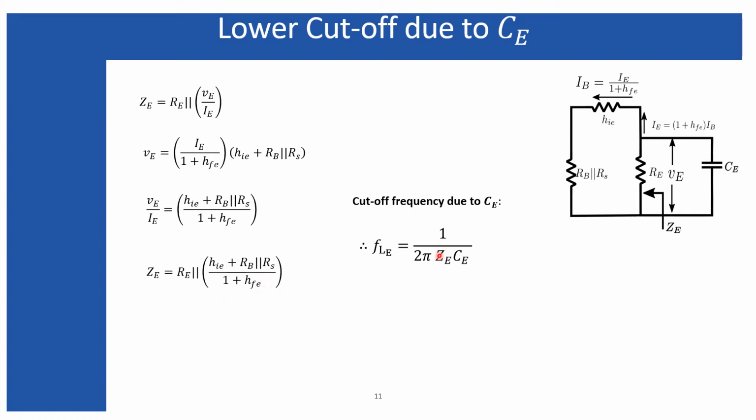Therefore, the cutoff frequency which is due to the CE must be due to the ZE and CE. So three cutoff frequencies I have obtained: one for CS, another for CE, and another for CC. Which cutoff frequency should we choose as the final one, or should we choose an average?